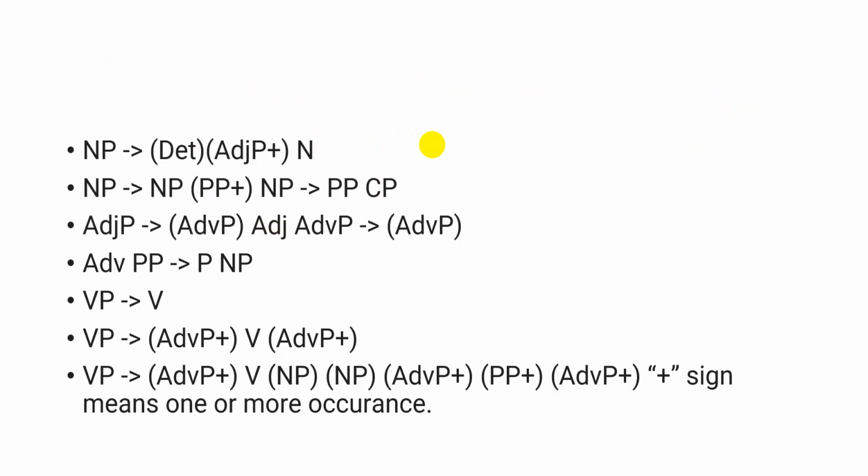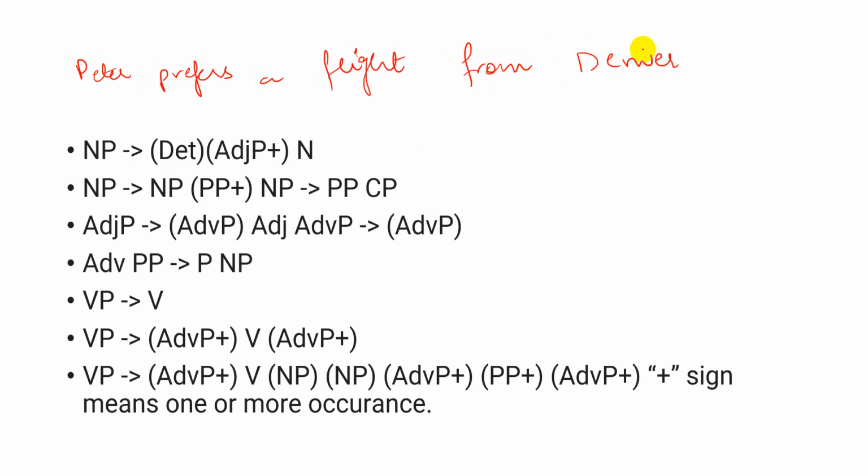What are the rules that were given to us in this? Let us write it here only. Peter prefers a flight. This example we did, did you all forget it, or was it not clear enough? You did pretty well with me when we were doing it in the class. Okay, never mind. Let us see.